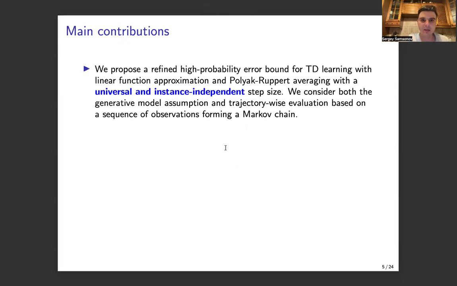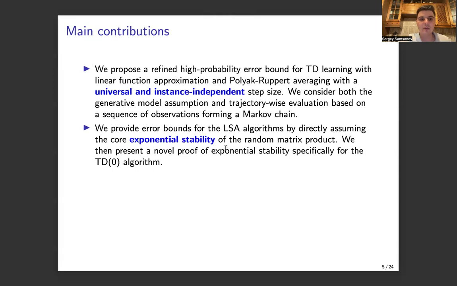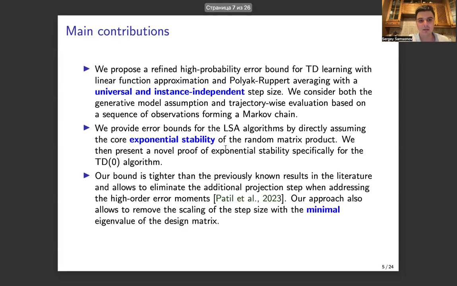We propose a refined high probability error bound for TD learning with linear function approximation and Polyak-Ruppert averaging, equipped with a universal and instance independent step size. And we do it both under the generative model assumption and for the setting when the sequence of our learning tuples forms a Markov chain. In order to do this, we provide refined error bounds for the general linear stochastic approximation algorithm by directly assuming the so-called exponential stability of the random matrix product. And then we present a novel proof of this exponential stability specifically for the setting of the TD learning algorithm.